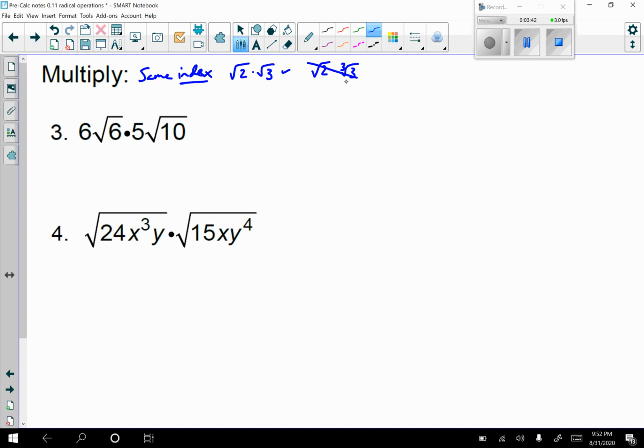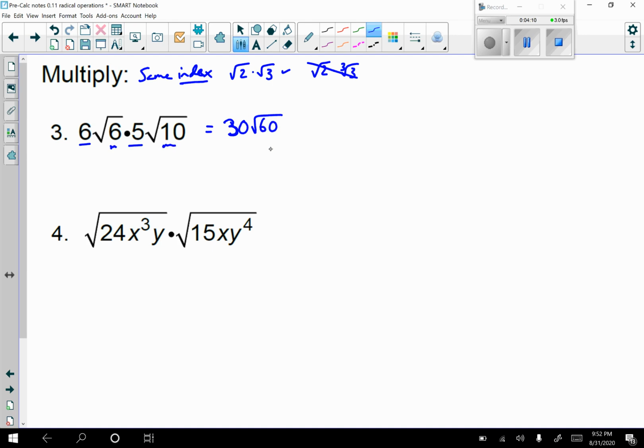And the order was multiply the insides, multiply the outsides, right? So outsides multiply, insides multiply, and you need to simplify by the time it's done. There might be a couple places you can do that. Let's take a look at this first. Nothing simplifies here. You can't get pairs out of 6 or 10. So outsides, 6 times 5. We've got 30 for the outside. And our radical, we've got 6 times 10.